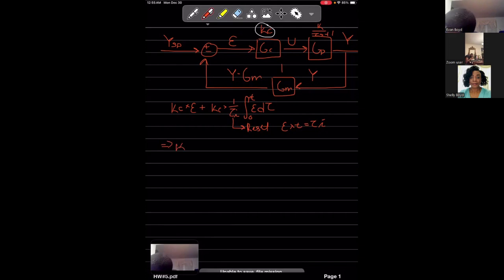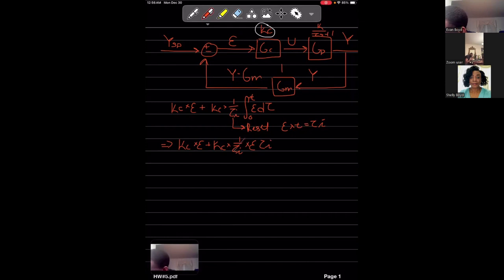Kc. Oh my gosh, my writing's atrocious today. Bear with me, please. Kc times the error plus Kc times 1 over tau I times the integral of epsilon d tau I. Okay. And this part's from the integral.